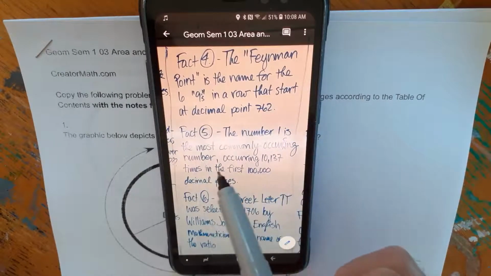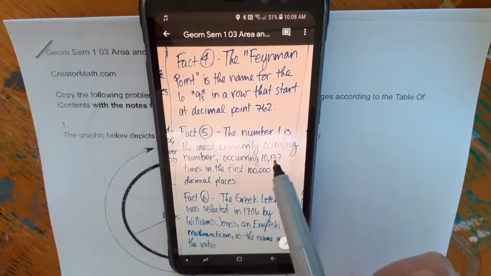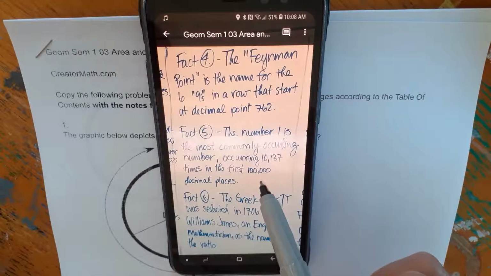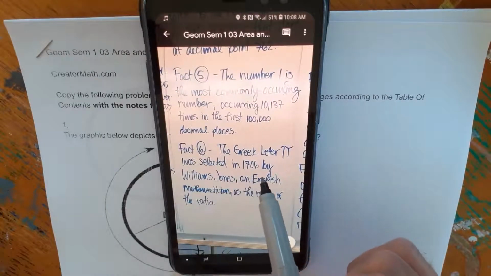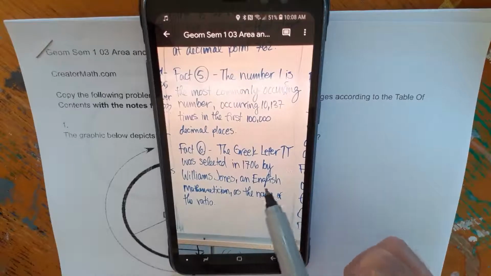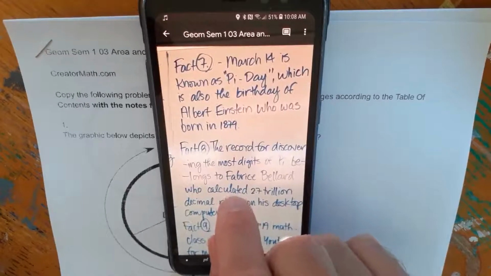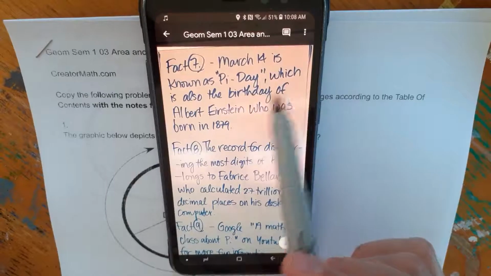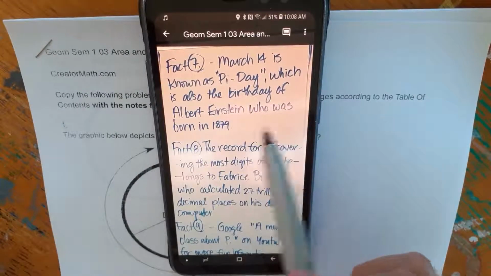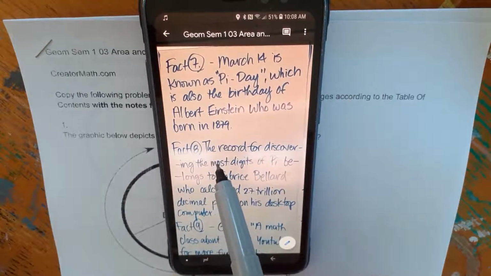All right, fact 5, the number 1 is the most commonly occurring number, occurring 10,137 times in the first 100,000 decimal places. That's kind of cool. The Greek letter pi was selected in 1706 by Williams James, an English mathematician, as the name of the ratio. That's why we call it pi, because he named it. Fact 7, March 14 is known as Pi Day, which is also the birth date of Albert Einstein, who was born in 1879. Kind of cool that Pi Day and Albert Einstein's birthday are on the same day.